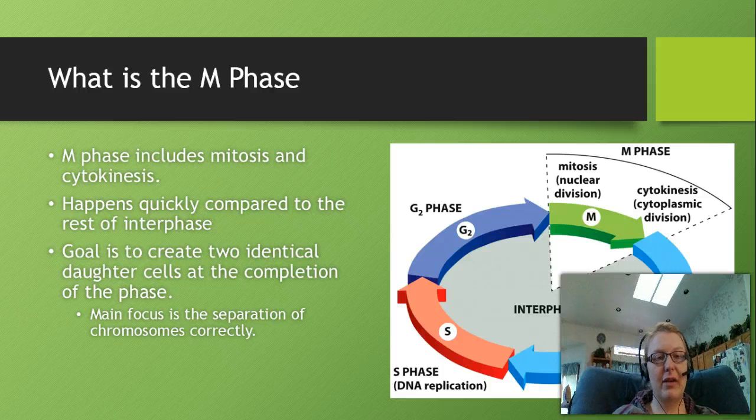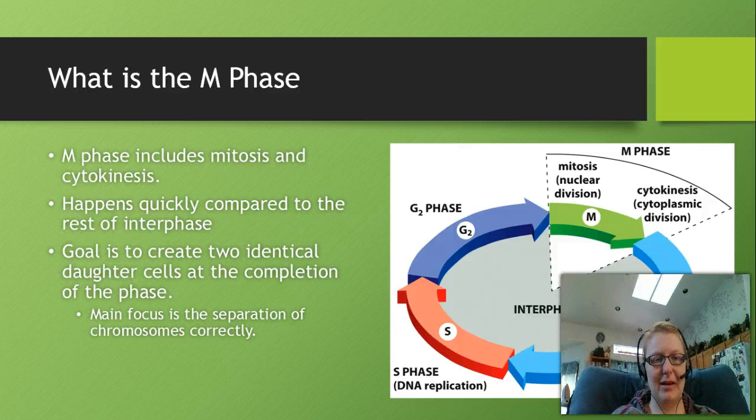So let's start with what the M phase is. The M phase includes mitosis and cytokinesis. So it's really important that you understand that M phase does not necessarily equal mitosis. M phase equals mitosis plus cytokinesis. It happens really quickly compared to the rest of interphase.